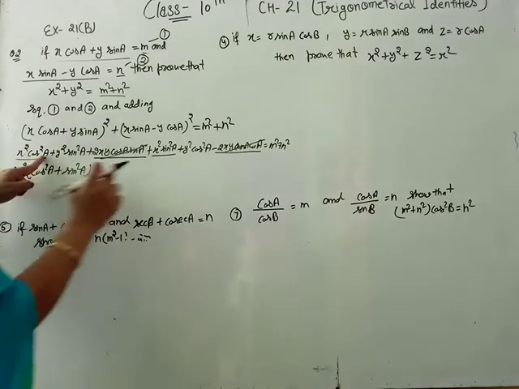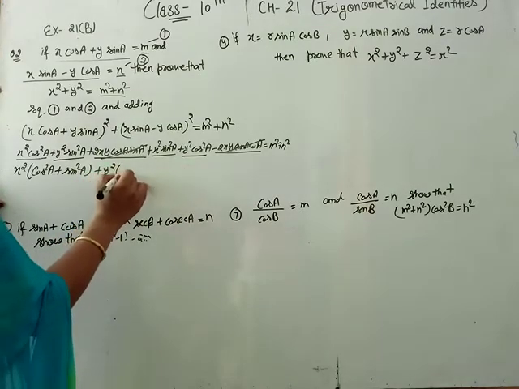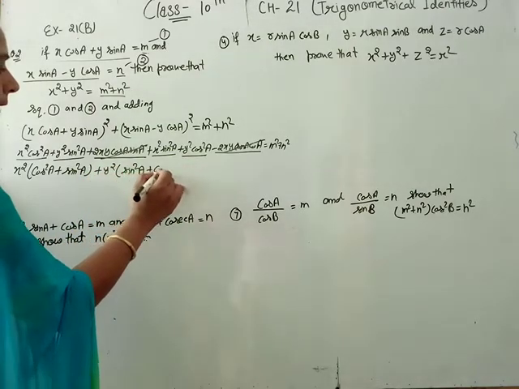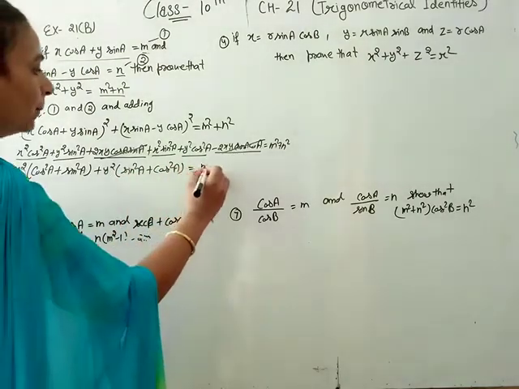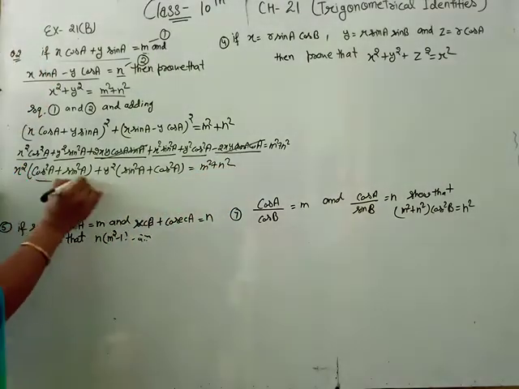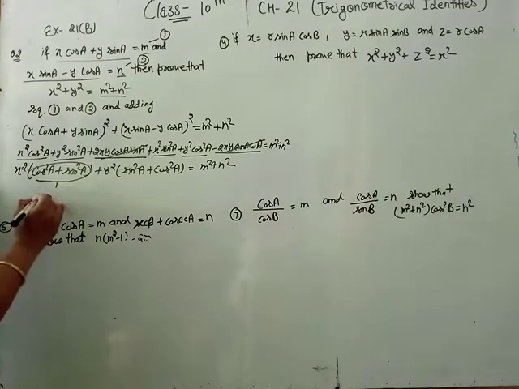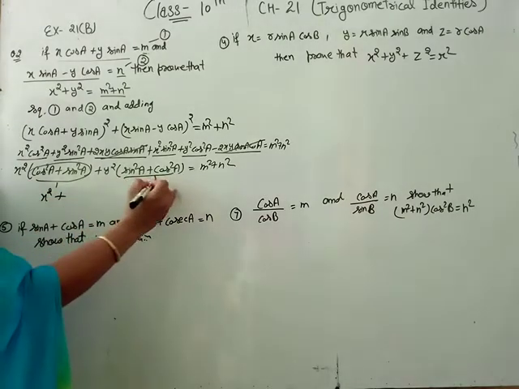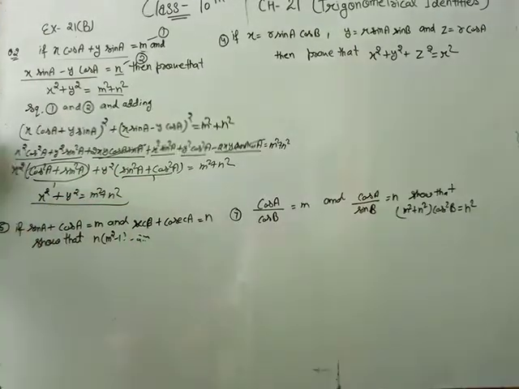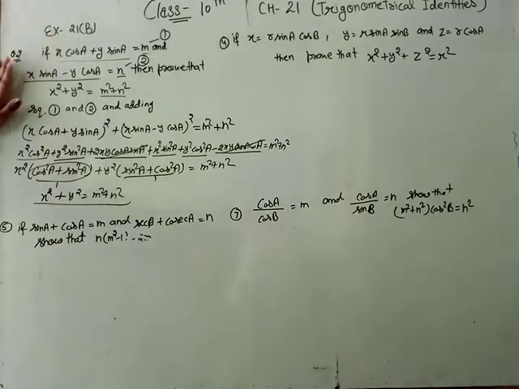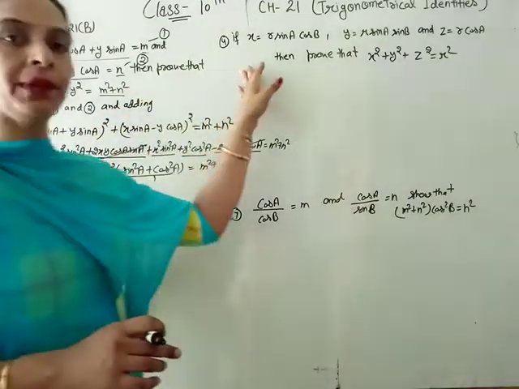X square common, cos square A plus sin square A. In both these terms you take common y square and sin square A plus cos square A, equal to m square plus n square. And what is the value of this? Cos square plus sin square, or sin square plus cos square, equals 1. So x square into 1 is x square, and plus y square equals m square plus n square. If we have given these two equations, then with the help of these, this equals this. Then after that, this is question number 4.